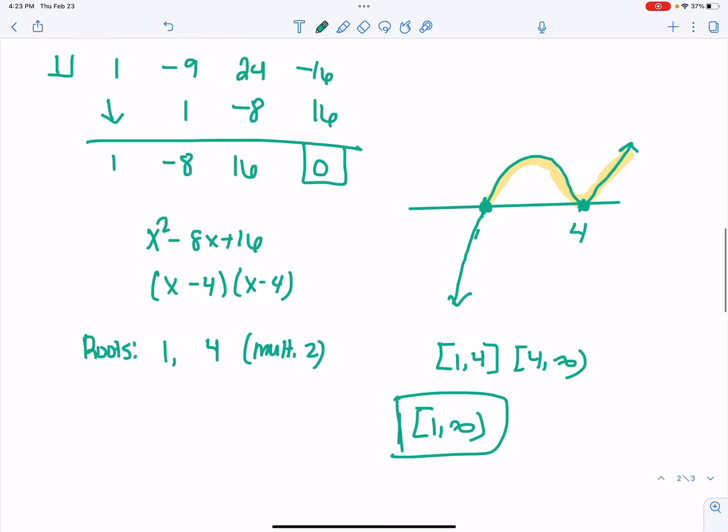Now, if you did not know how to graph this, you could use a sign chart to test out your points, which I'm not going to do, but you guys can do that on your own.